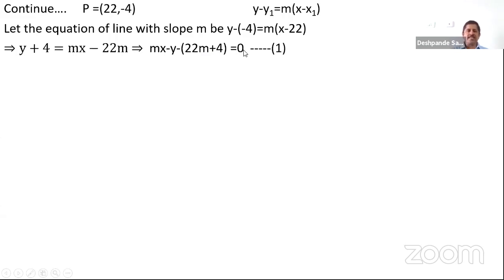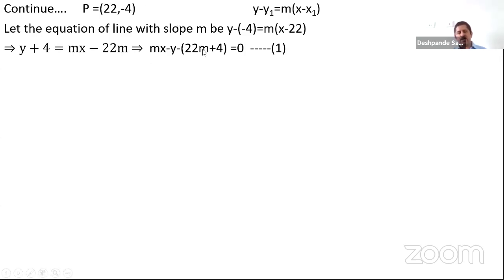Now what you got is an equation of a line, but you don't know what is the value of m. Because you have got two tangents, you are going to get two values of m. Okay, so how come there is only one m and you are saying two equations? Now because you are going to work out and get an equation.